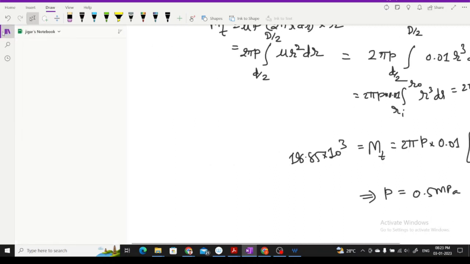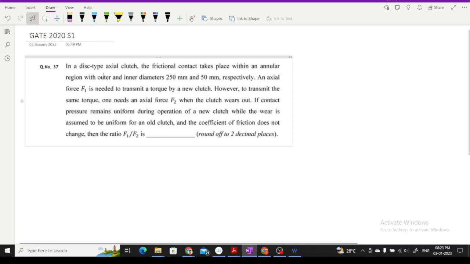All of you are getting the same? Yes, sir. Okay, then let us go to the last question. In a disk type axial clutch, the frictional contact takes place within an annular region with outer and inner diameters of 250 mm and 50 mm respectively, and axial force F1 is needed to transmit a torque by a new clutch. However, to transmit the same torque, one needs an axial force F2 when the clutch wears out. If contact pressure remains uniform during operation of a new clutch while the wear is assumed to be uniform for an old clutch, and the coefficient of friction does not change, the ratio of F1 by F2 is. So here, how can you approach? First you have to calculate the force for uniform pressure, and then uniform wear, and then take the ratio, correct? Yes, sir. So calculate and let me know what you are getting.